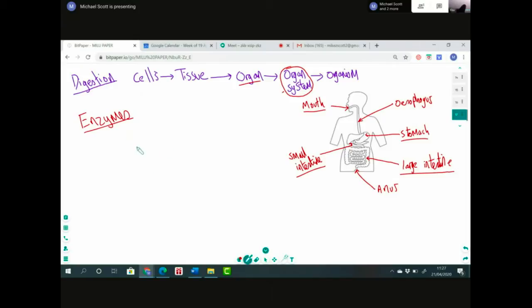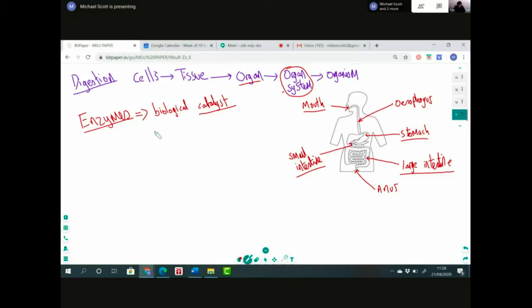These are key in the digestive system's function, because what enzymes actually do, these are known as biological catalysts. Okay? And in chemistry, you'll learn that a catalyst is anything that kind of speeds up a reaction. So enzymes speed up the digestion of food. That's the whole purpose of enzymes in the digestive system.